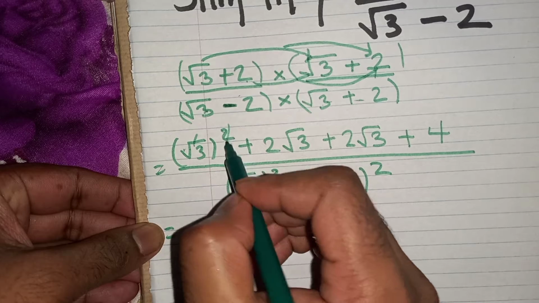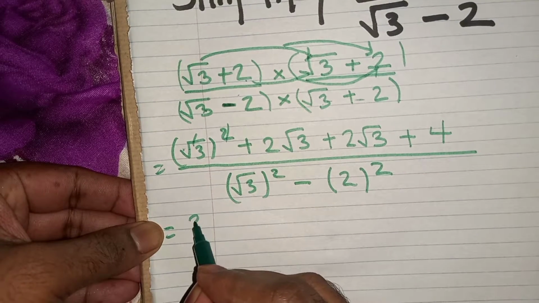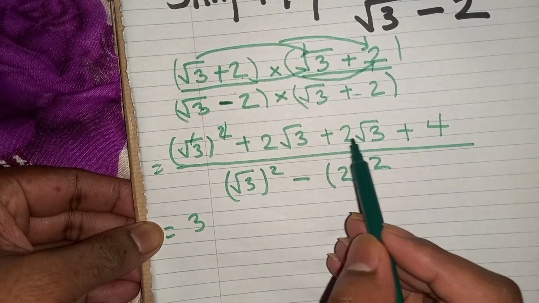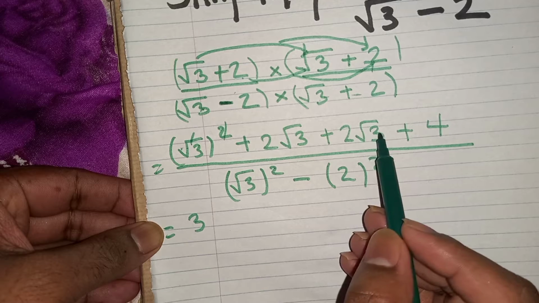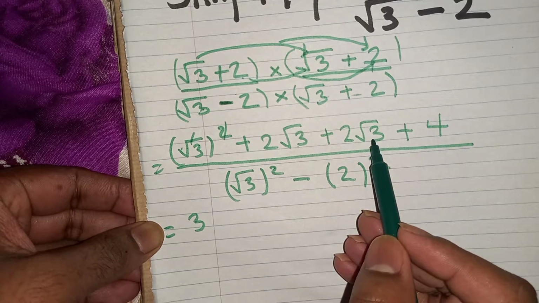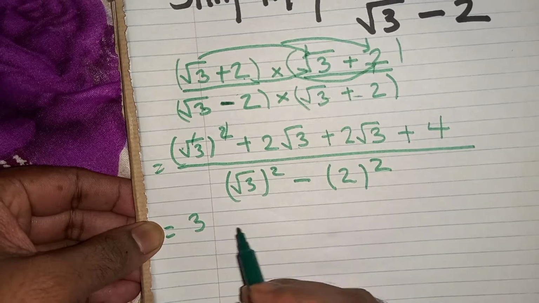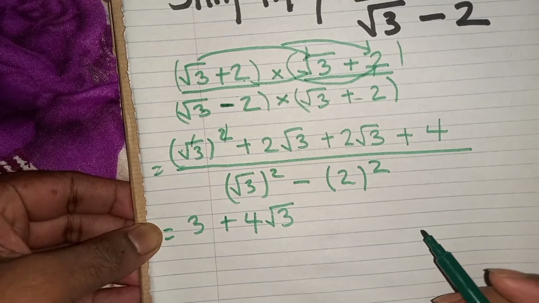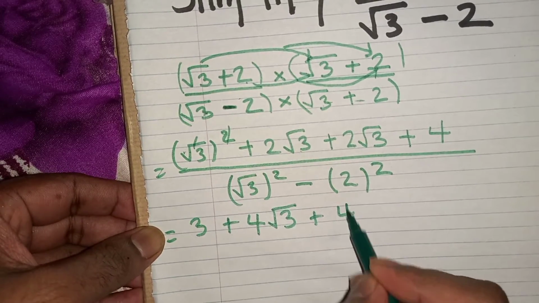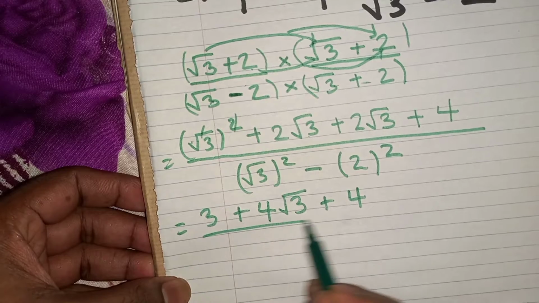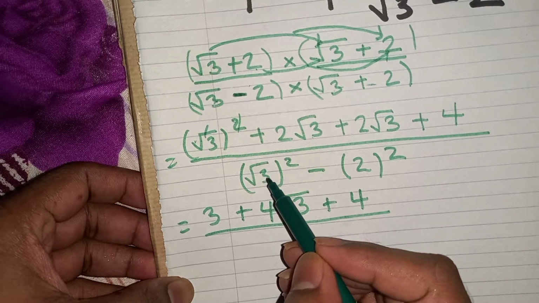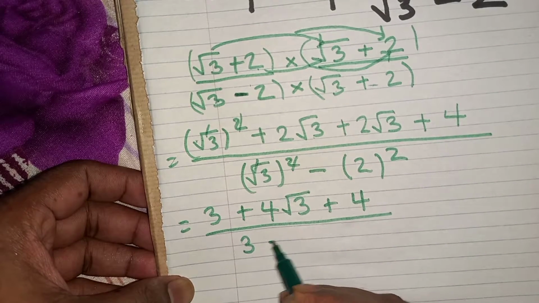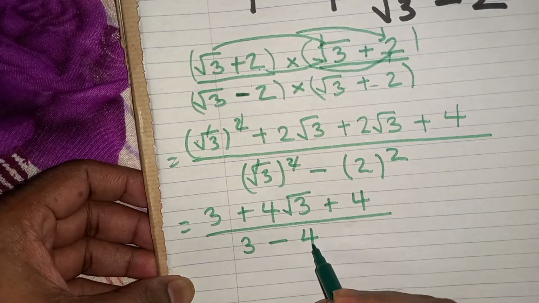Root 3 squared is basically 3 because the root and the square will cancel. Then we have 2 root 3 plus 2 root 3. Now these are like terms. We have root 3 here, we have root 3 here. So 2 plus 2 is 4, and we put the root 3 there, and then plus 4. Everything is divided by this part. The root and the square will cancel, so we'll have 3 minus 2 squared, which is 4.